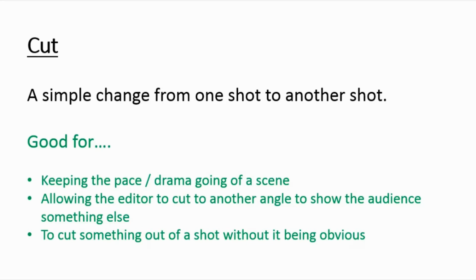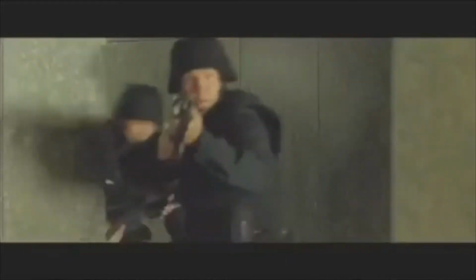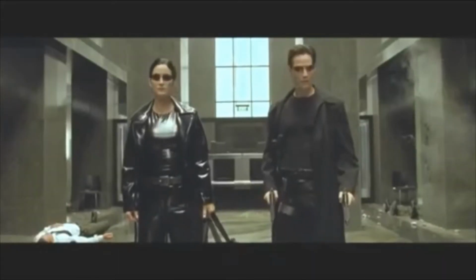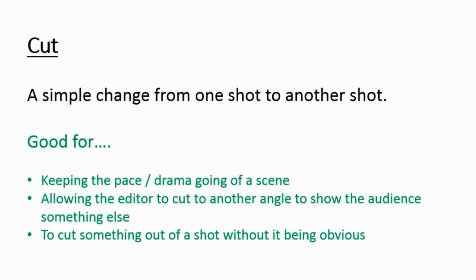It allows the editor to cut to another angle, so perhaps it shows the audience something else. And it allows you to cut something out of a shot without it being obvious, because you can cut up a shot and put in another angle and then go to a wide shot and then onto a close-up, and that allows you to chop up your scene into chunks without the audience really noticing. So a cut is the most common editing technique you'll come across. A simple change from one shot to another.